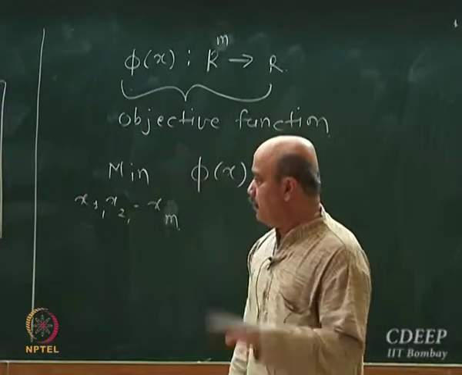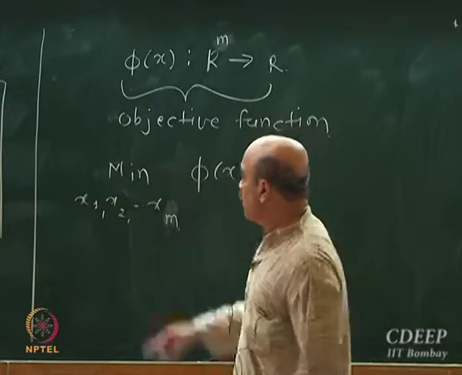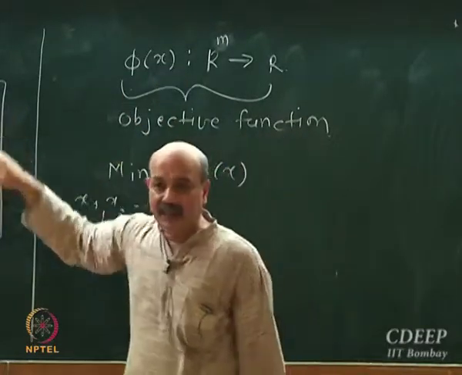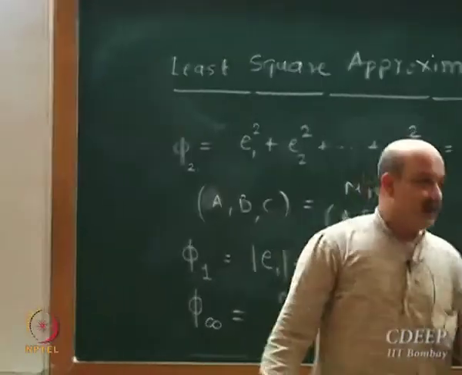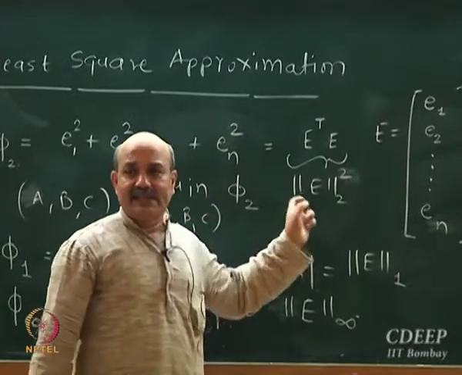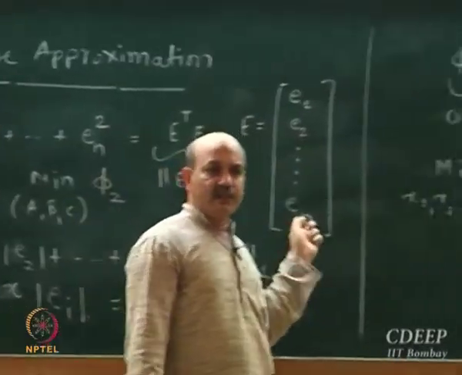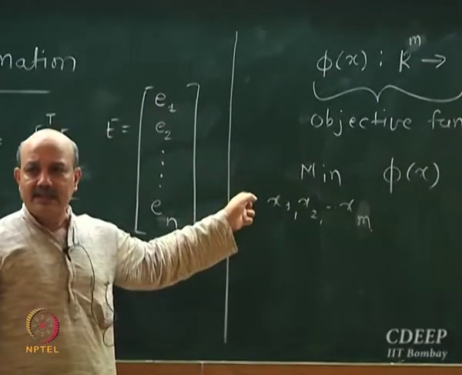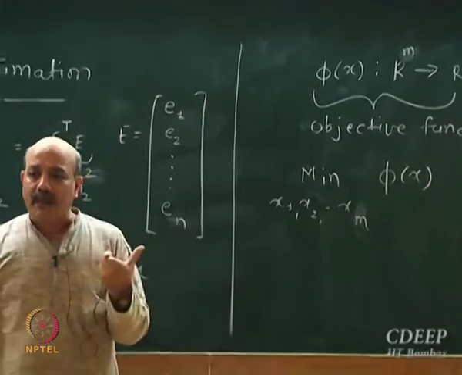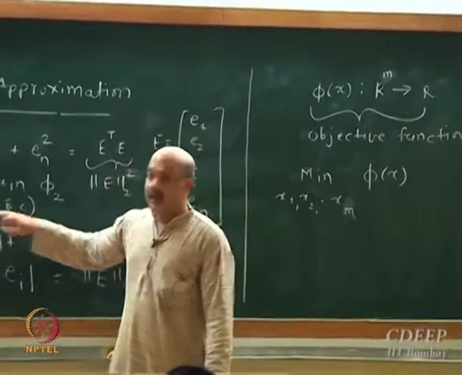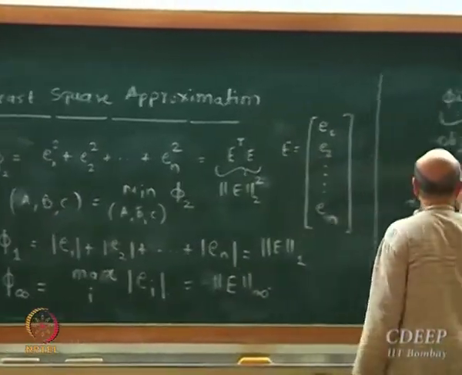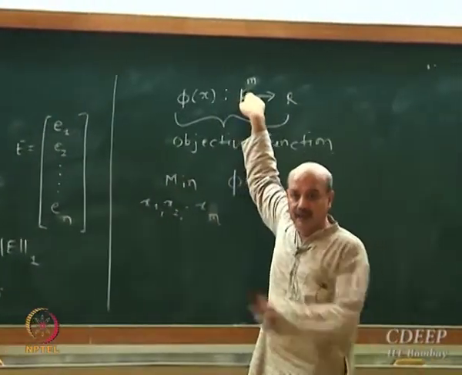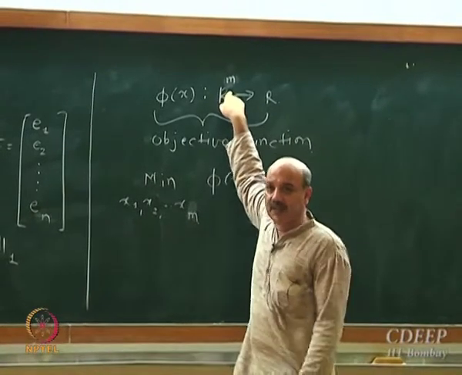There's one problem. Now don't confuse this x with this n. If I said that earlier, there was a small error. What is x here? When I am generalizing from here to here, what is x? It is the unknown parameters: a, b, c. So in this particular case, m would be 3.